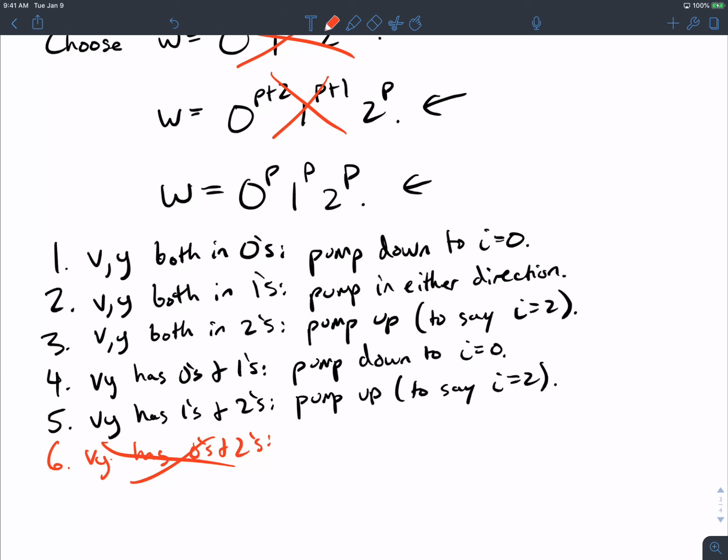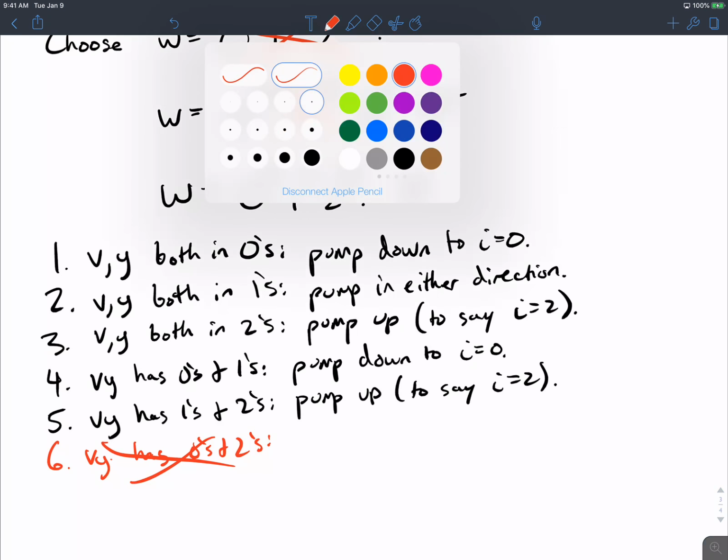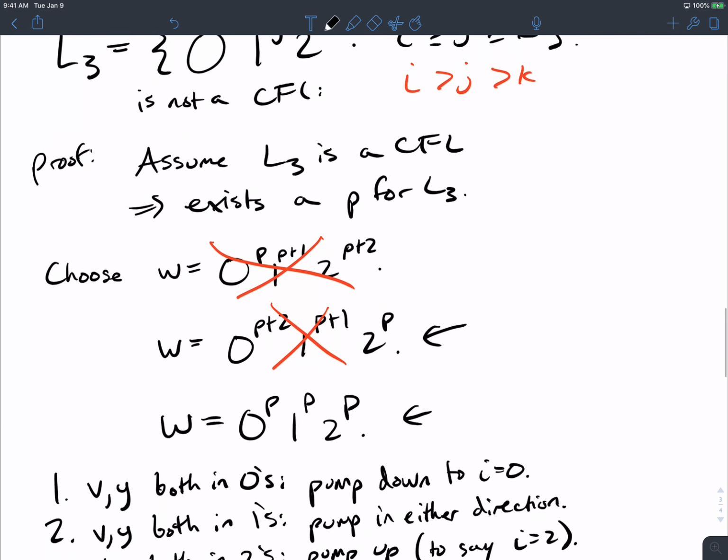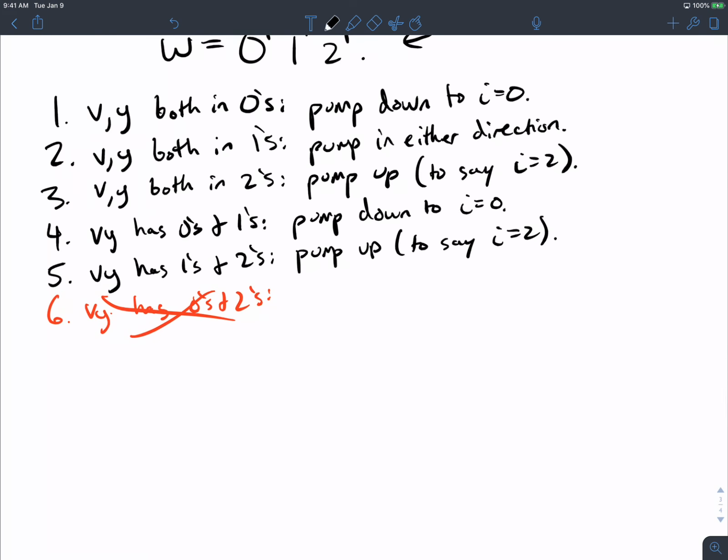Oh, well, that's every single possible case. And in all 5 cases, what happened? Fail, and more concretely, that means? About the string that we generated. Is it in the language? No. So for that reason, L3, I think, L3 is not a CFL.